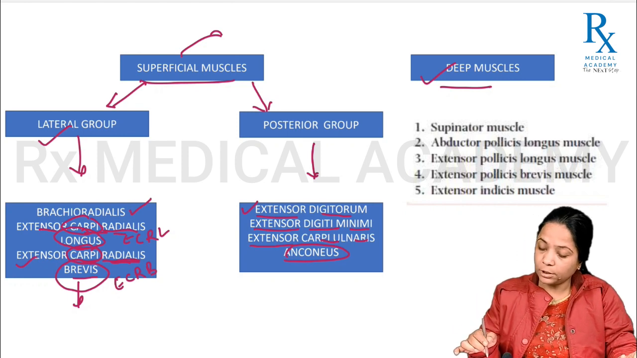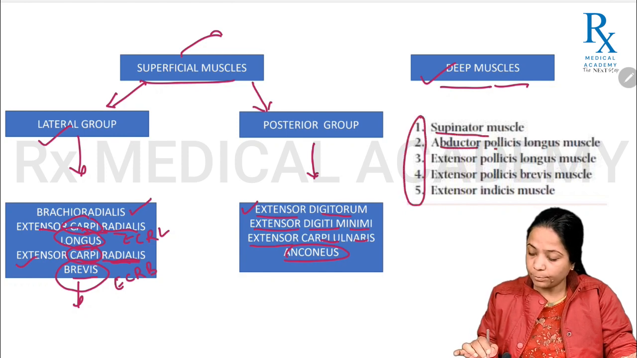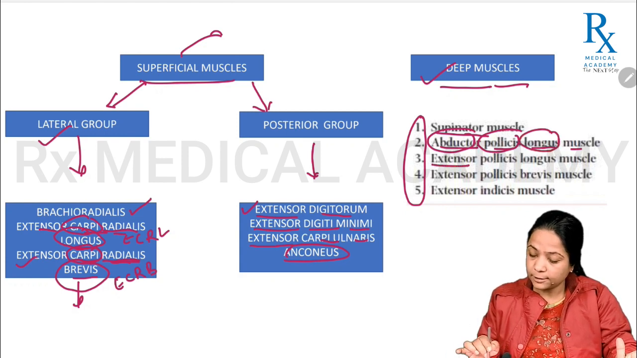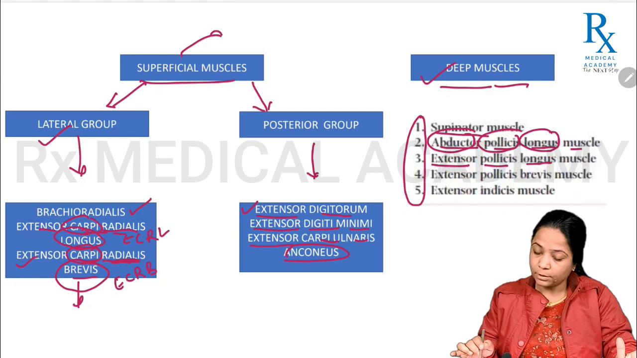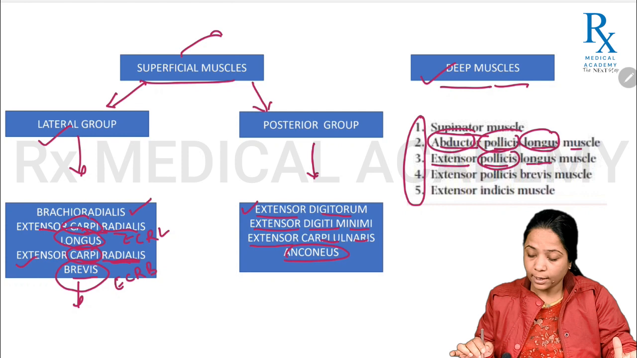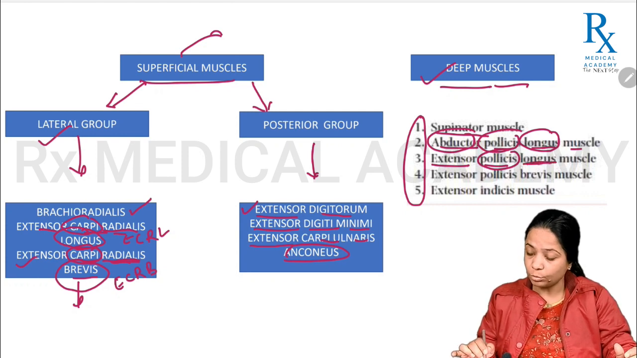If we talk about the deep muscles of the posterior compartment of the forearm, this includes five muscles. The first muscle is supinator. Then the abductor pollicis longus muscle, that means it is producing abduction at the pollex, that means at the thumb, and the size of this muscle is long. Next is extensor pollicis longus muscle. The function of this muscle is to produce extension at the pollex, and the size of this muscle is long, that is why the name includes longus.